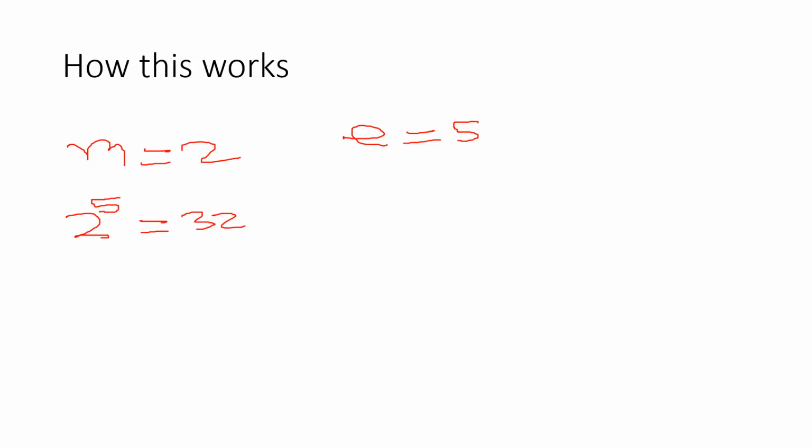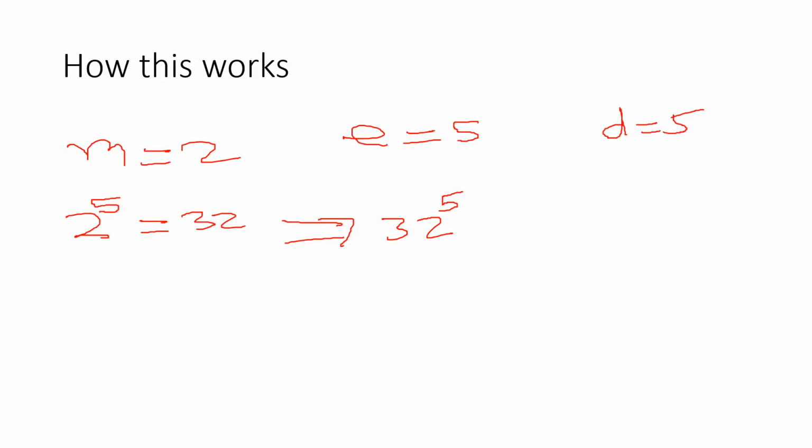So how does this work? Let's take a look. Suppose you want to send the message 2, and your encryption key is 5. The encrypted message is going to be 2 to the 5, which is in fact 32. We do this in modulo 35, so 32 is still 32. Then we send the message to the receiver, and the receiver takes the message and raises it to the decrypt key, which is 5.